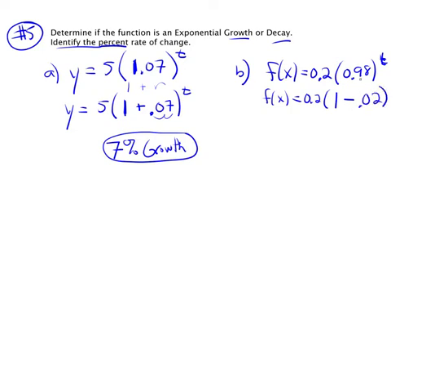So really these two are equivalent inside our parentheses to get our rate, which is this one right here. We know it's decay because it's a subtraction to get it down below the 100%. So that would be a 2% decay.